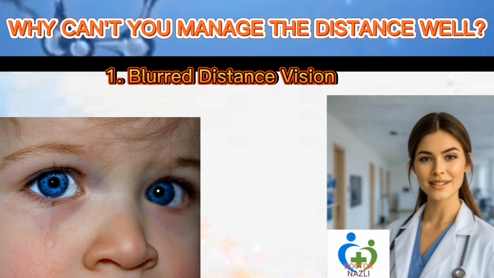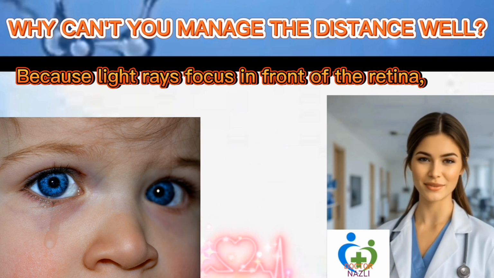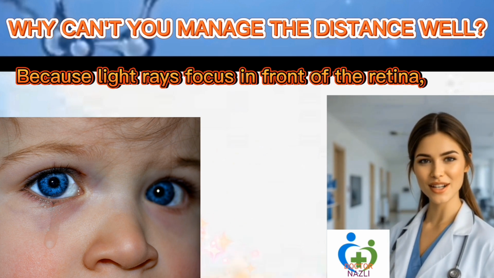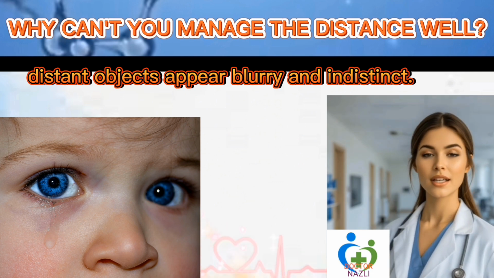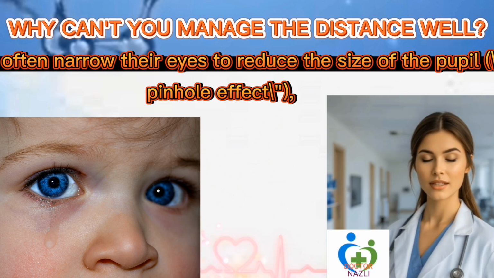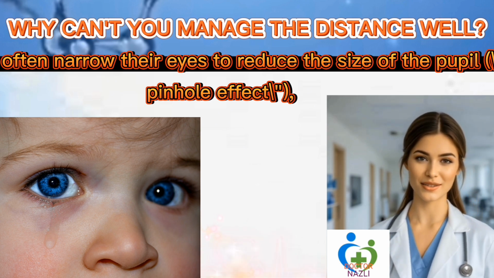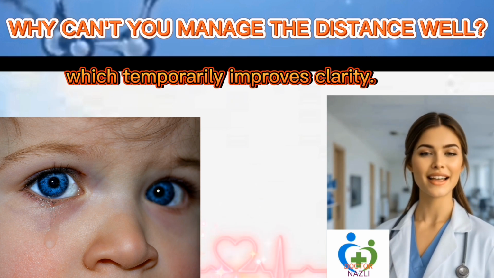1. Blurred distance vision, the hallmark symptom of myopia, because light rays focus in front of the retina. Distant objects appear blurry and indistinct. 2. Squinting. People often narrow their eyes to reduce the size of the pupil, a pinhole effect, which temporarily improves clarity.